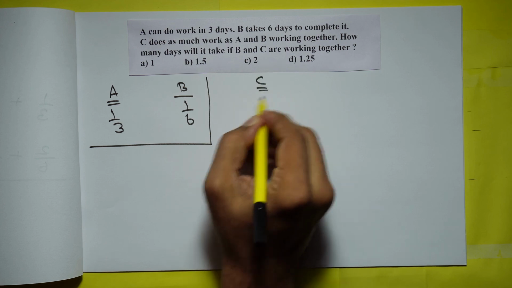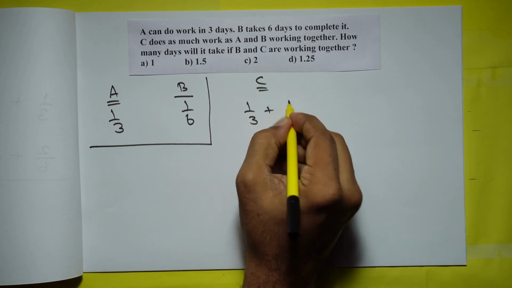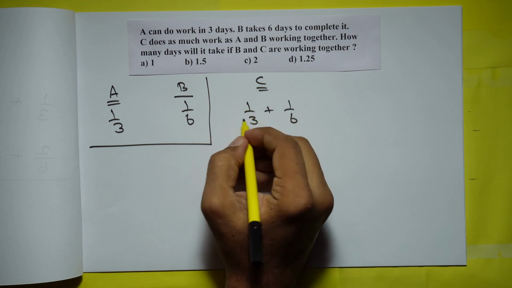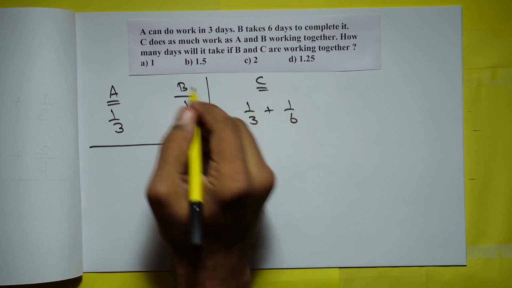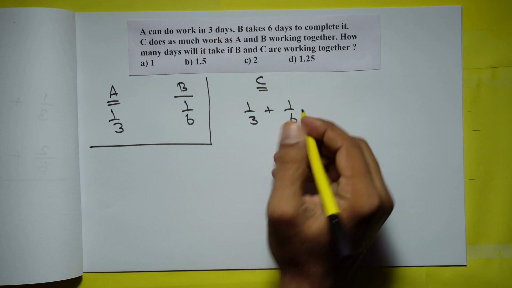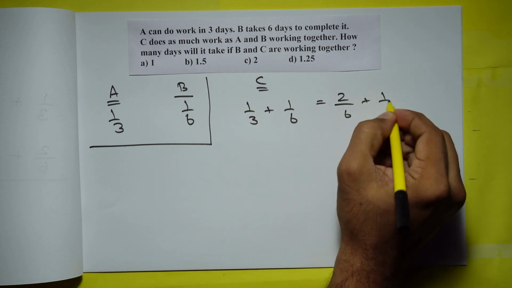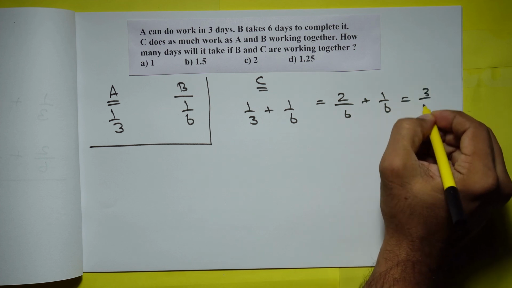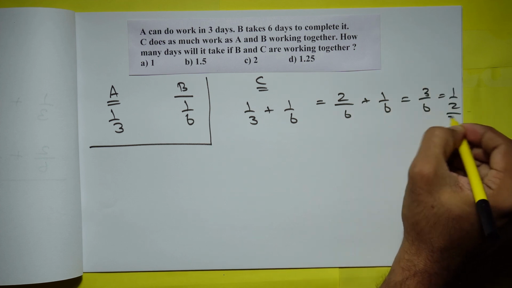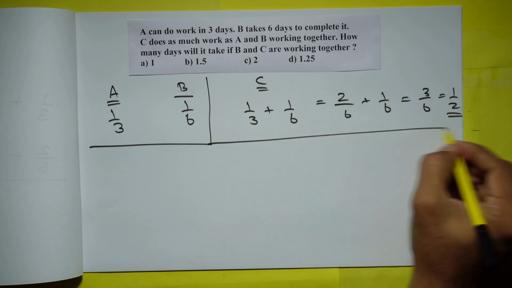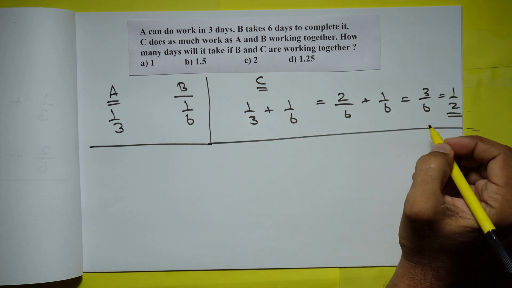That is, A will do 1/3 of the work, B will do 1/6 of the work, and C will do as much work as the work done by A and B working together. So this I'll write it as 2/6 plus 1/6, so that will be 3/6. That is same as 1/2. So every day C will do 3/6 or half of the work.